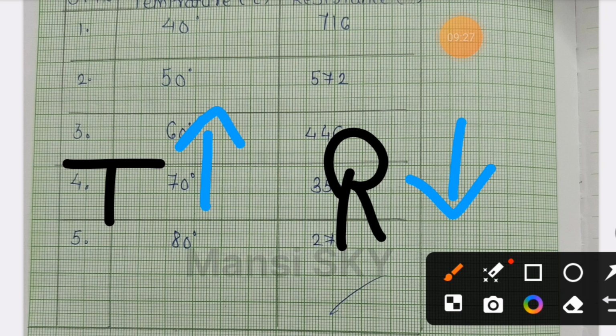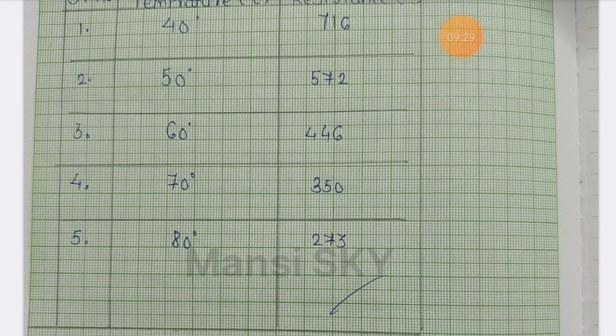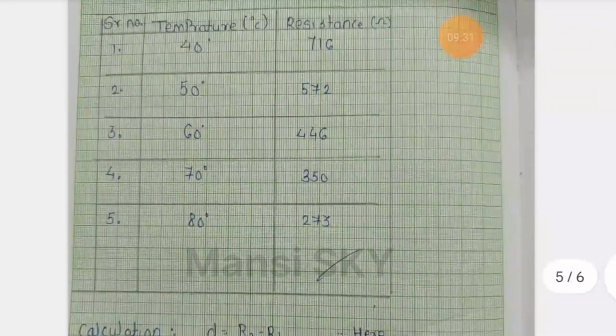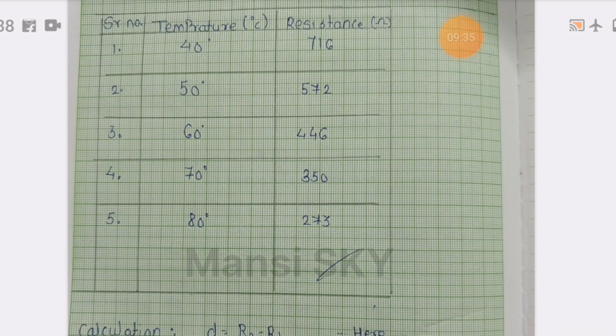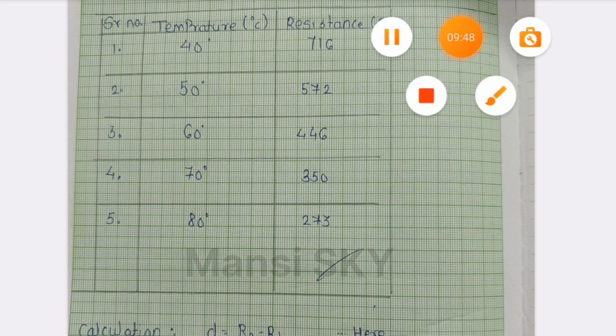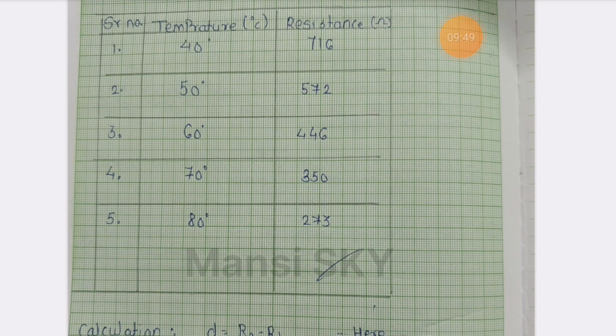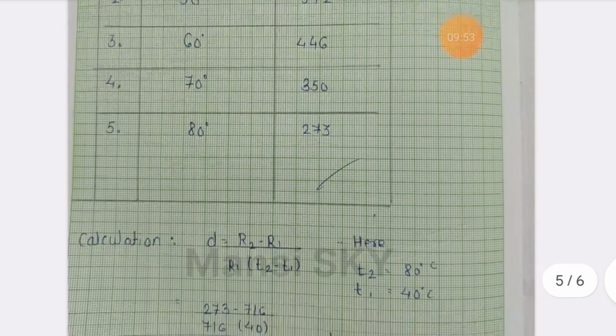You can see this in front of your eyes because the observation table is here. See, when the temperature increases from 40, 50, 60, 70 to 80, the resistance decreases. When the resistance is 716, it becomes 572, then 446, and just like that it decreases. So the main result we get from this whole chart is nothing but when the temperature increases, resistance decreases.